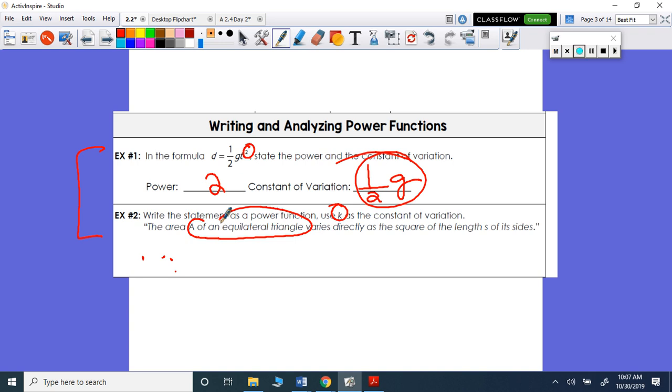Alrighty, so the area, if that's the guy doing the varying, he is by himself. How do I represent the square of the sides if it's represented by S? Well, I wrote A is equal to K S squared, K being constant, S being the variable. Absolutely. The square of the length of the sides is S squared. It told you to use a constant. All of these are going to have a constant. The constant goes out in front of your variable. So Jared, you are on target.